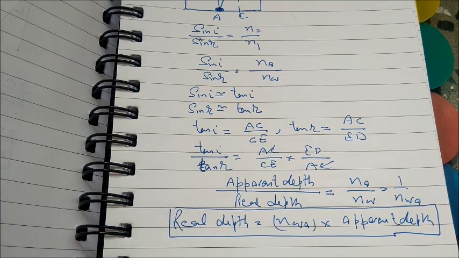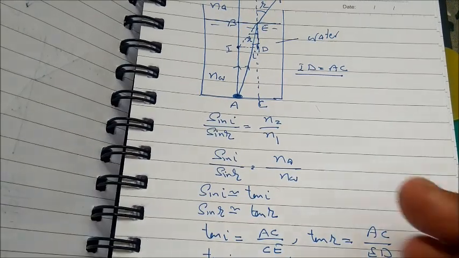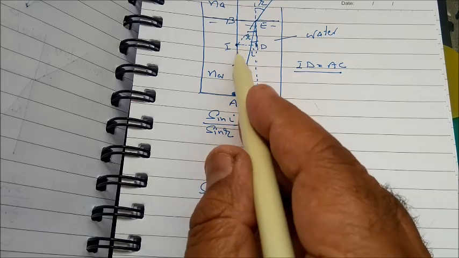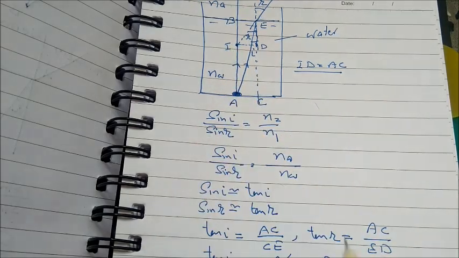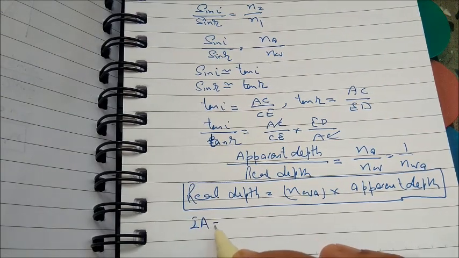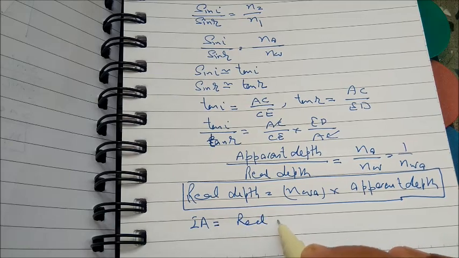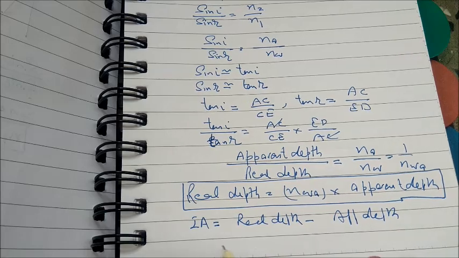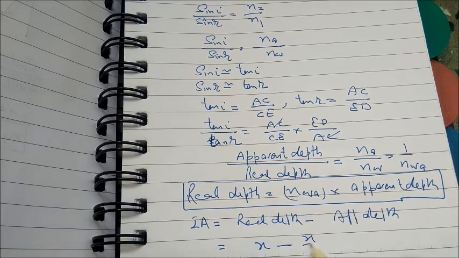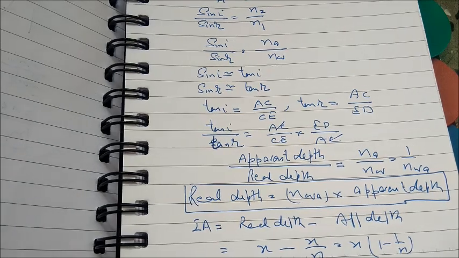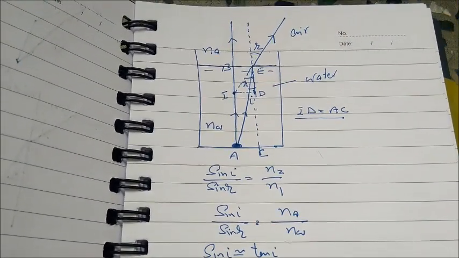It appears to be raised. We can find out how much is that distance. It is actually at A and it appears at I. So we can find out this distance, IA, the distance by which it appears to be raised. Real depth minus apparent depth. So if real is x, apparent is x upon n. So it is just x times 1 minus 1 by n. This is the distance by which it appears to be raised. The coin appears to be raised.